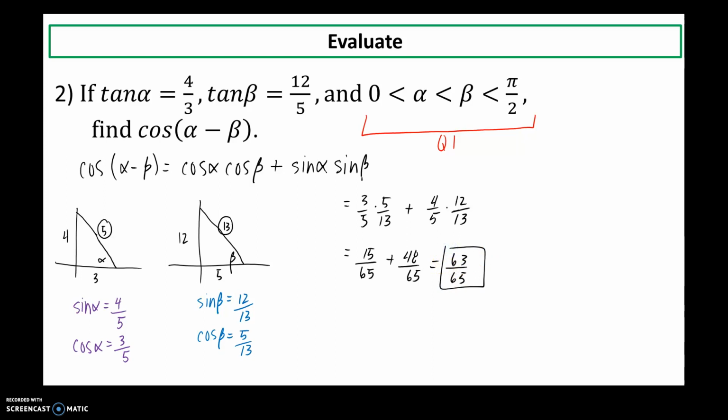Now, once you have this information, we can ask you to find any of the sum or difference, right? We could ask you for sine of alpha plus or minus beta, cosine of alpha plus or minus beta, or tangent. Okay, so once you have all the relationships, then you just can plug them into the formulas.